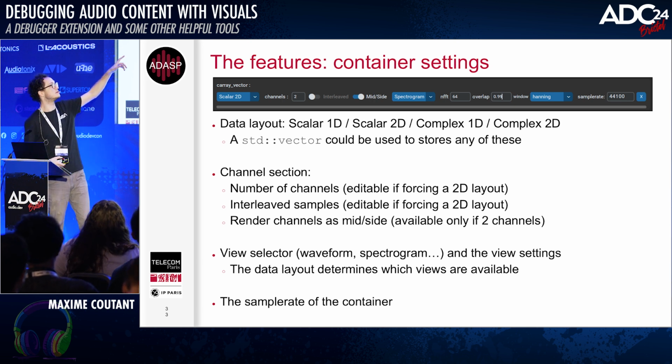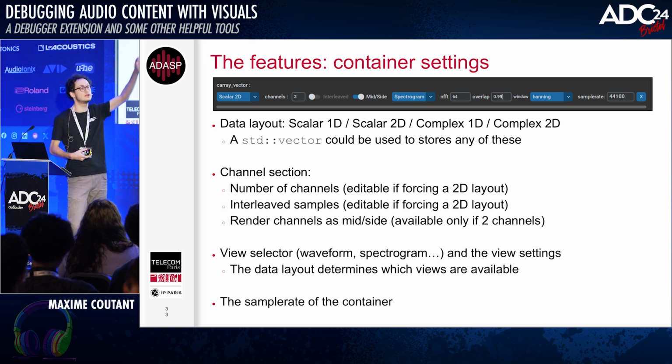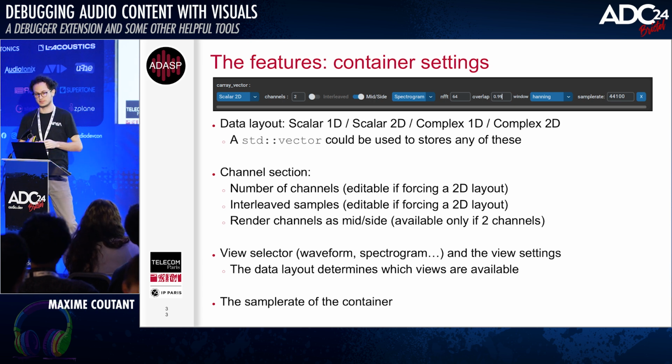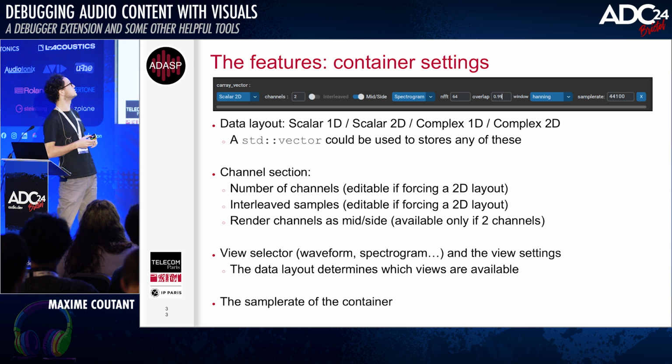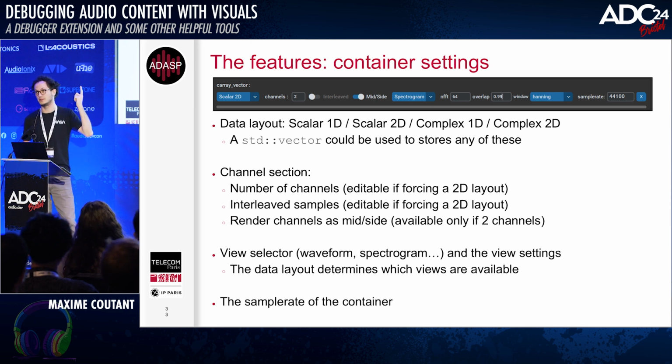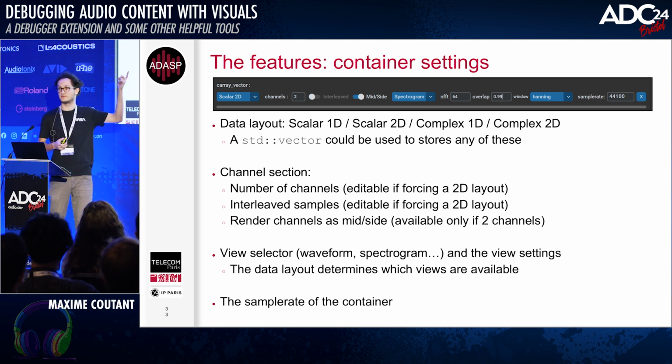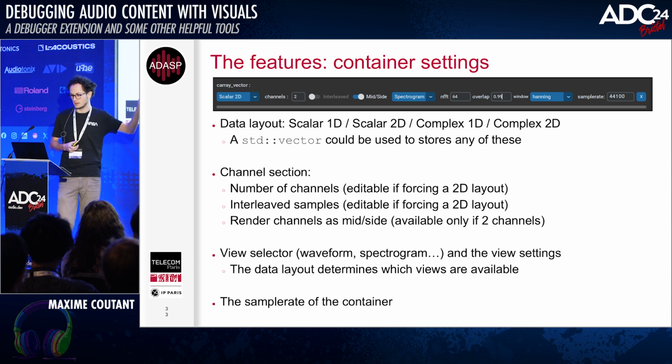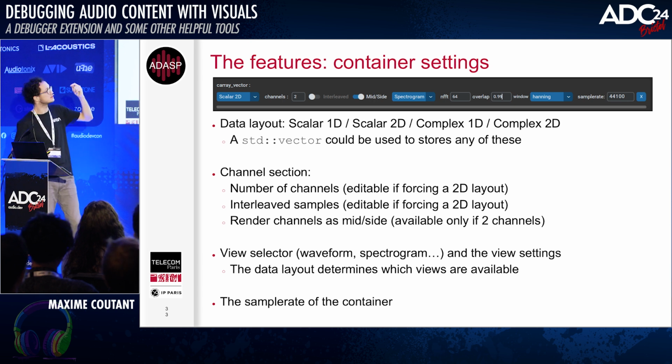Here, for the spectrogram view, you have the size of the FFT, the size of the overlap, and the type of window. An important thing to note is that the type of layout will dictate what types of view are available. And then on the right, you have the sample rate of the container.